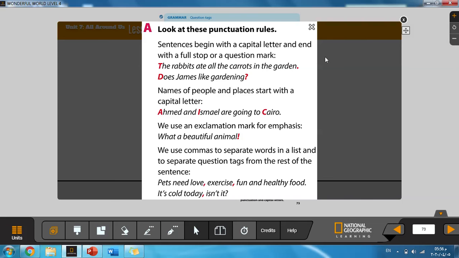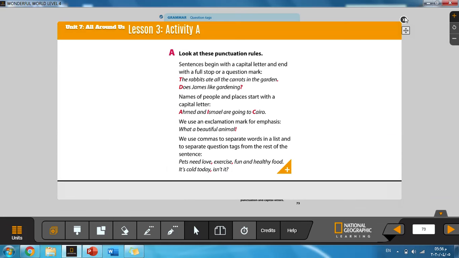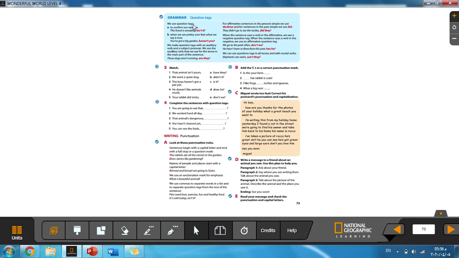So these are the punctuation rules and the question tags. Study from your book, study the worksheets given to you. Don't be afraid, your exam will be so easy.